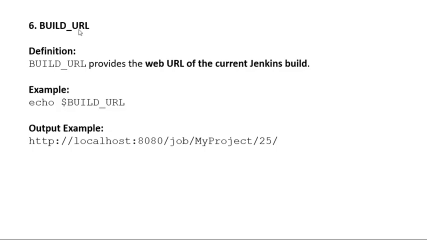Sixth is BUILD_URL. BUILD_URL provides the web URL of the current Jenkins build. The example is echo $BUILD_URL. So the output is a URL that looks like http://localhost:8080/job/my-project/25/, where 25 is the build number.